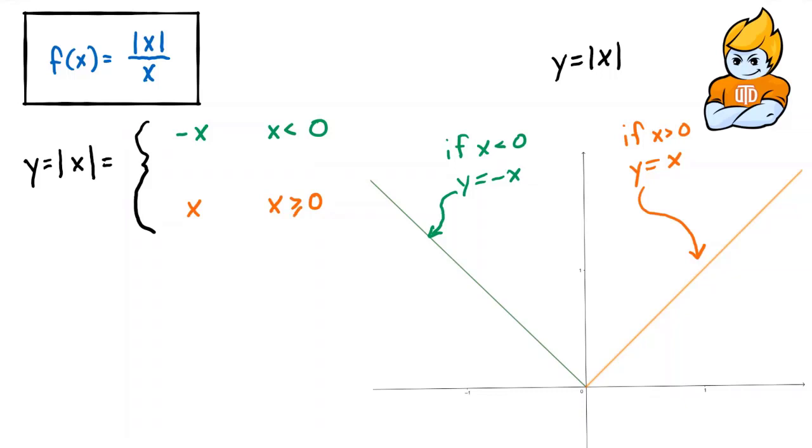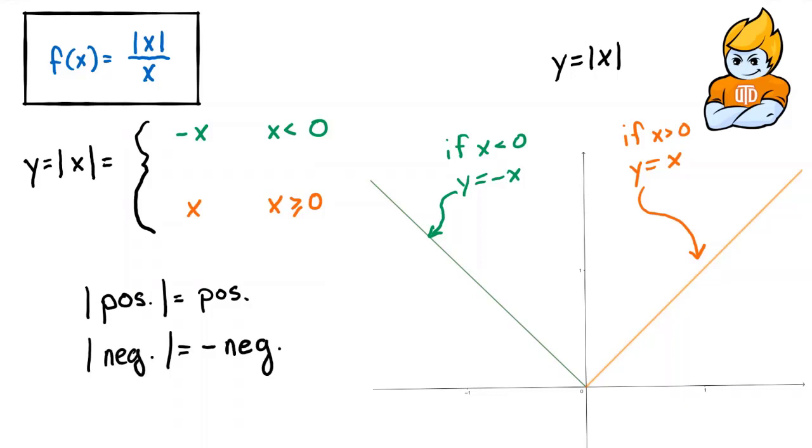Absolute value is also defined for x equals 0, so I'll just throw that case into the orange case. You can also reason that if you're taking the absolute value of a positive number, you can simply drop the absolute value, but taking the negative of a negative number leaves you with a positive number, so that has the same effect as taking the absolute value of that negative number.